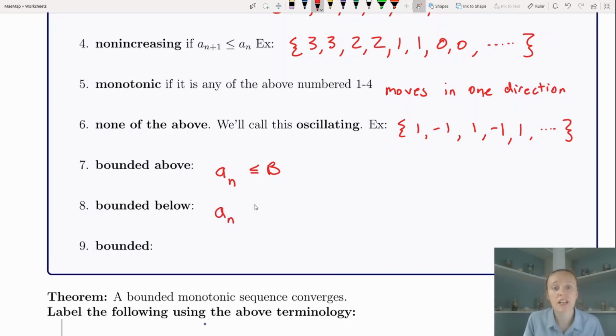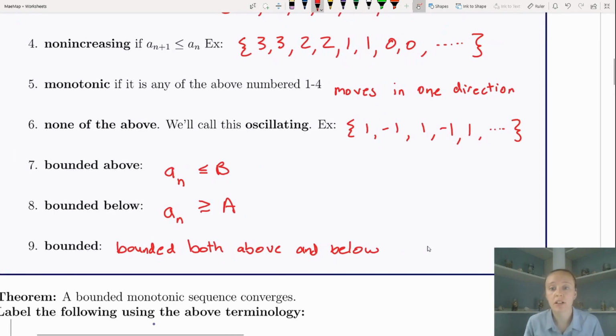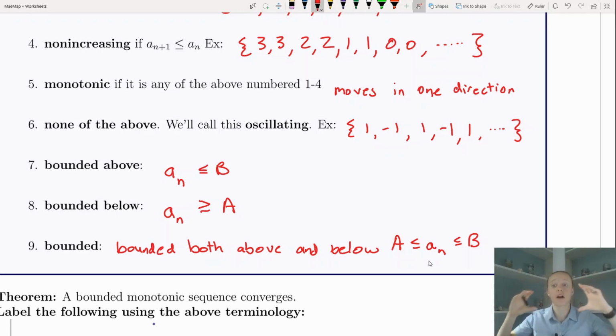So that means that a sub n is going to be always greater than or equal to A. That's bounded above and bounded below. So overall, if we're bounded, that means we're bounded both above and below. So I'm just going to take a sub n and set it between those two numbers from above. So we're always less than or equal to some b value, and we're always greater than or equal to some A value. Those terms in our sequence are always greater than or equal to one number and less than or equal to some other number.